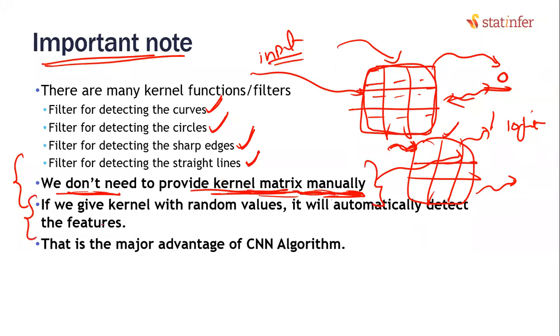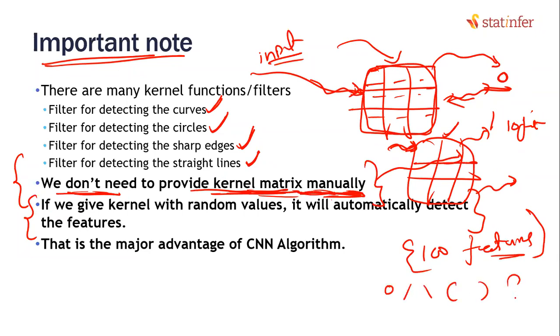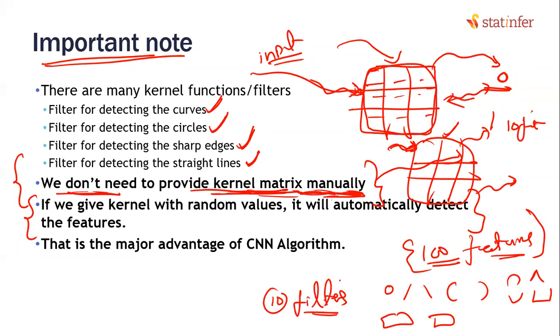If we give kernel matrices with random values, what you need to provide is how many kernel matrices. Let us suppose your image has 100 features, made up of small circles, lines, and these kinds of curves. But you gave only 10 filters while building the model. What will happen to your model finally? What will your model end up like?